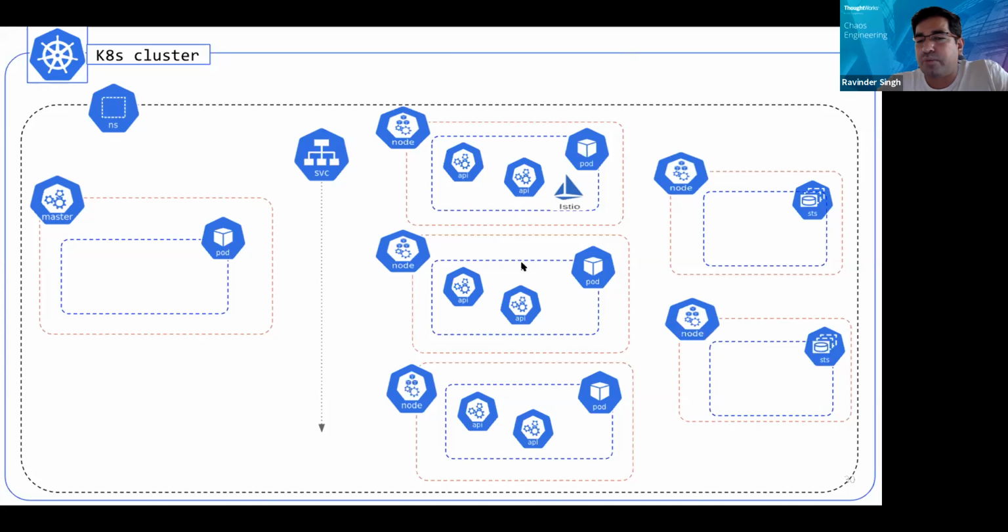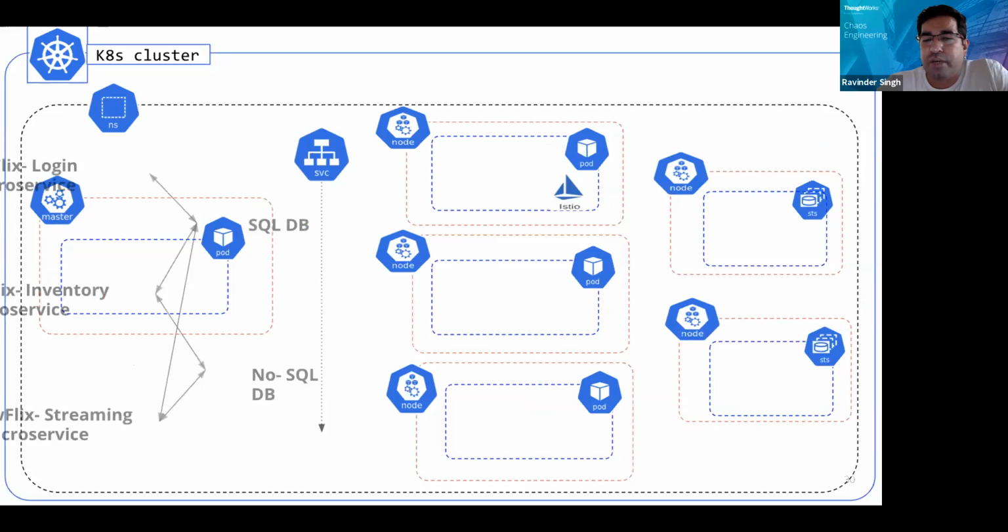You can have different types of pods, different types of nodes, or even different kinds of applications that can be deployed. Even the application that we are going to use for our demo fits in the same architecture.